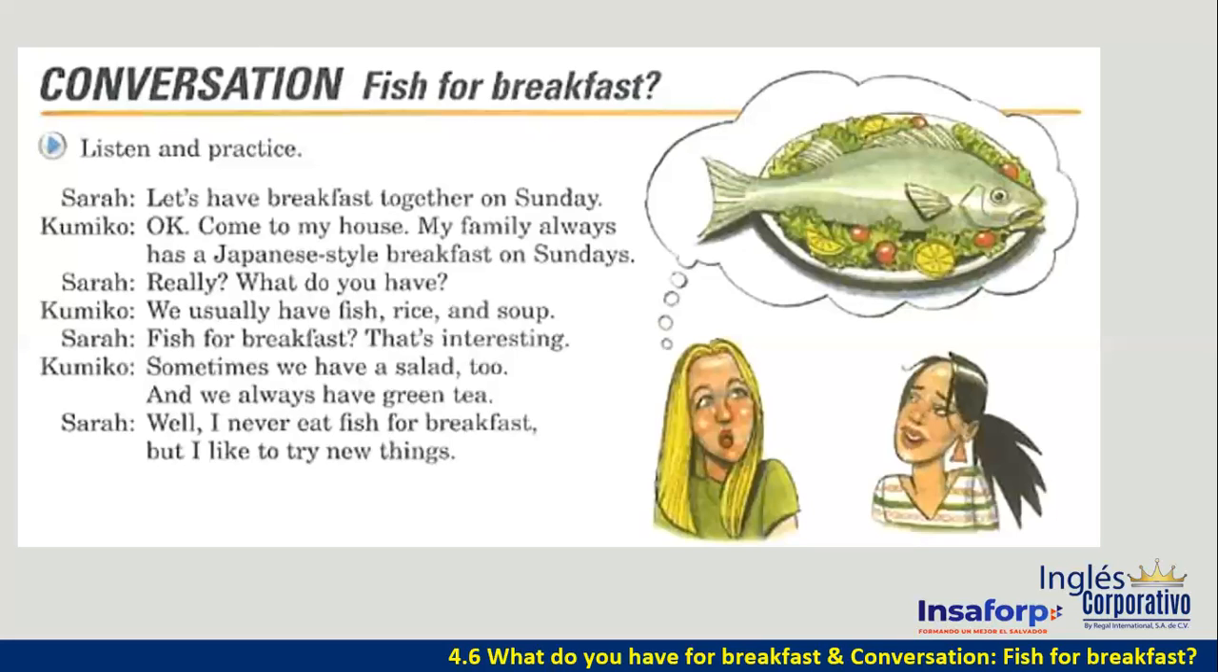Let's have breakfast together on Sunday. Okay, come to my house. My family always has a Japanese style breakfast on Sundays. Really? What did you have? We usually have fish, rice, and soup. Fish for breakfast? That's interesting. Sometimes we have a salad too, and we always have green tea. Well, I never eat fish for breakfast, but I like to try new things.